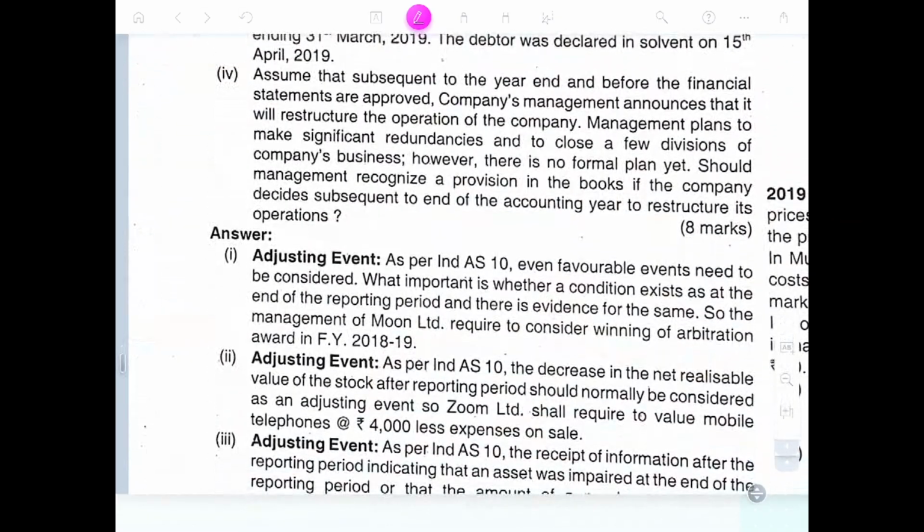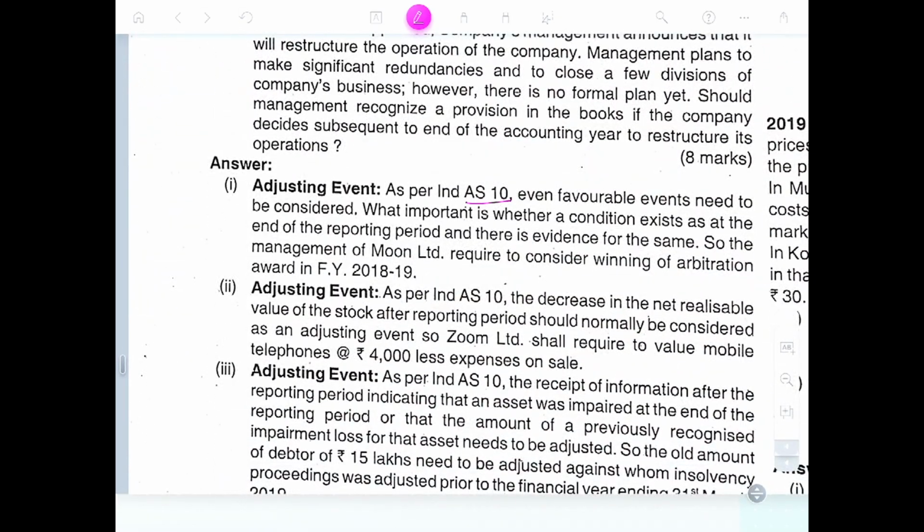Adjusting event. As per AS 10, whether the event is favorable or not, it needs to be considered. What is important is whether the condition exists at the end of the reporting period and there is evidence of the same. So the management of Moon Limited is required to consider the winning of the arbitration award as an adjusting event.